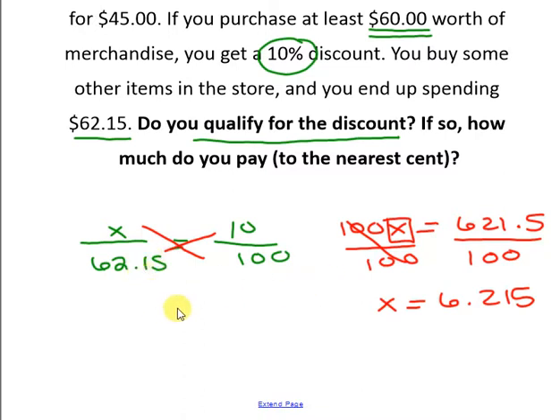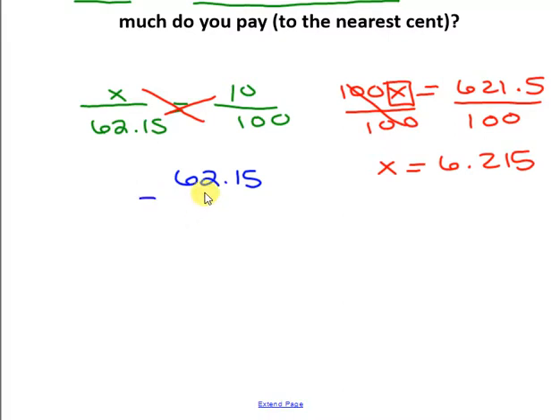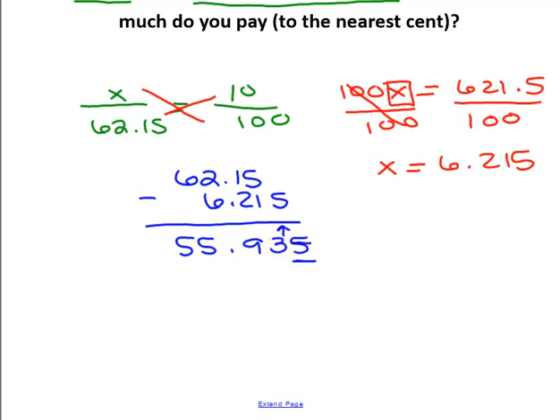Now I need to see how much I actually pay. So the original price was $62.15, and my discount is 6.215. When I do that subtraction, I'm going to get 55.935. Money is only 2 spots after the decimal. I cannot have 3 numbers after the decimal. So this 5 is going to tell this 3 to go up. So my total price is $55.94.